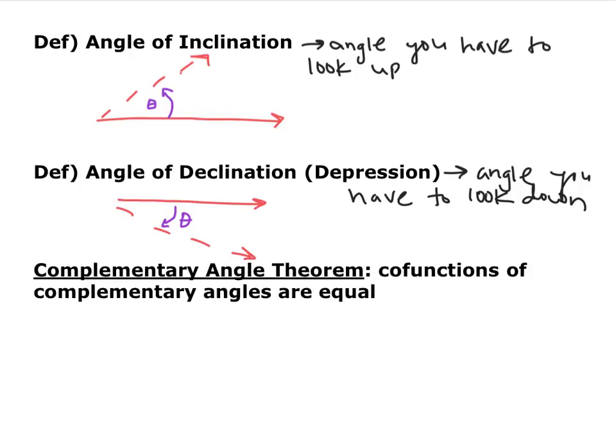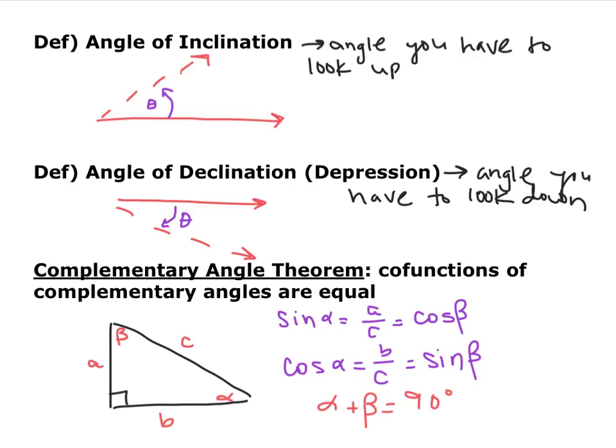Last couple notes. The first is angle of inclination. Angle of inclination is a term that you need to know for a lot of these word problems, and it's how much you look up. So if your eyes are level here and you have to look up to see the top of a mountain, that angle that you have to look up is your angle of inclination. Similarly, your angle of declination, or a lot of times you'll hear it called angle of depression, is how much you look down. So if this is your eye level and you have to look down to see the ground, that angle you have to look down is your angle of depression.